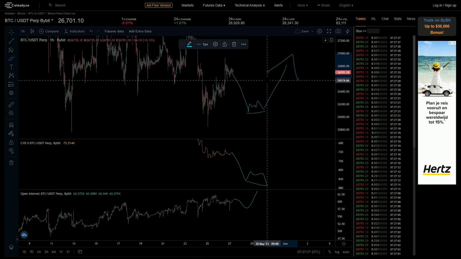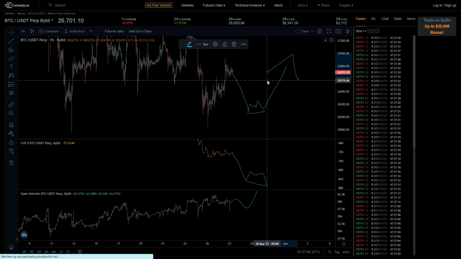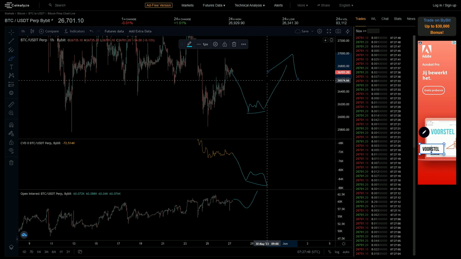And I would suggest to check out the CVD indicator and the open interest indicator every single day. I prefer to use them on the 5-minute, 15-minute time frame, and sometimes also on the 1-hourly time frame.